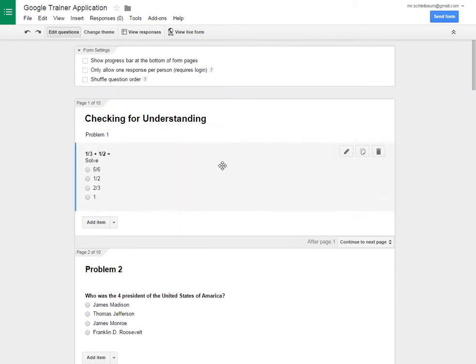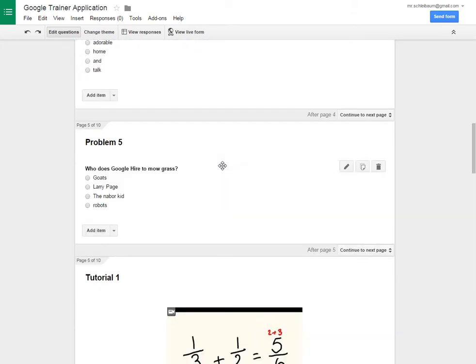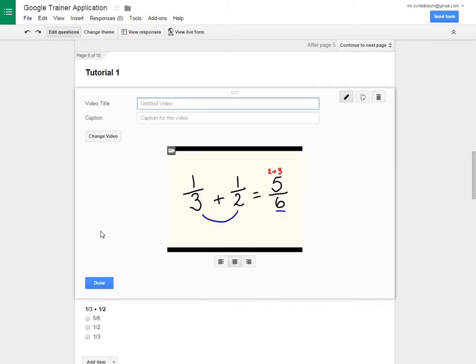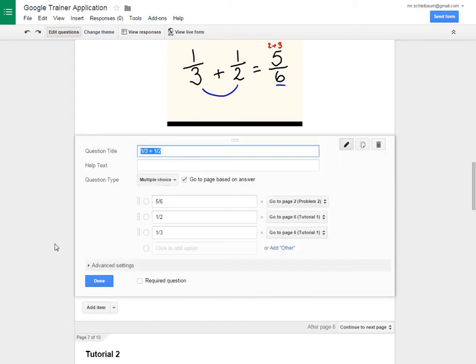What is a tutorial, you might ask? We scroll down through our 5 questions and look at tutorial number 1. Tutorial number 1 for problem number 1 is a YouTube video about the problem and how to solve it, embedded straight into the form. Then we ask the same question again, or a like question, and when they get it right, they move on to problem number 2. If they are still wrong, they stay on the tutorial to watch the video again.